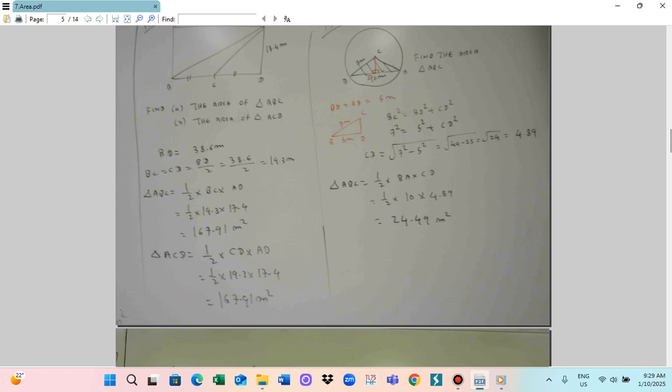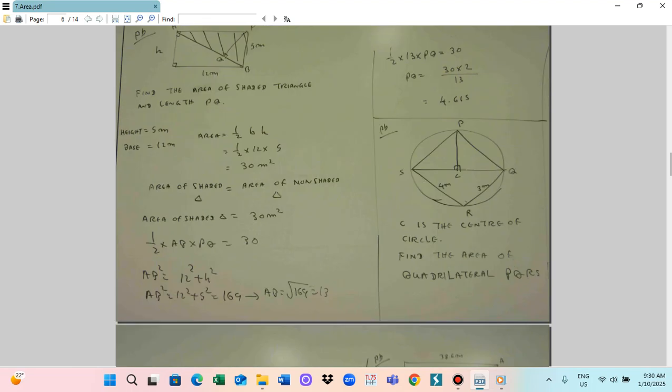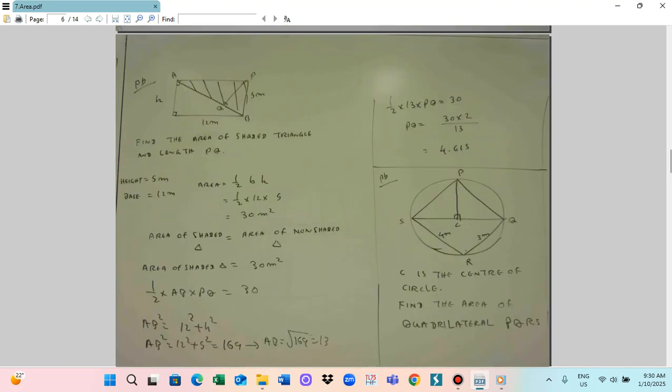Now we also need to find the area of the triangle ABC. To find it, you need to calculate the base BC. In this case, you have to use the particular theorem: AD square is equal to AB square plus BD square. From here you get the BD.